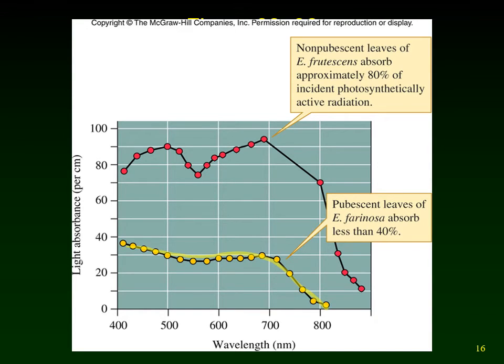much less light absorption. The x-axis shows the different wavelengths of light, and we can see the Farinosa has much less light absorption than the Frutescens, which is the upper line, and the Frutescens absorbs a lot more light. It doesn't have those little hairs. It's a non-pubescent variety, so it's going to heat up a lot more. So how does that Frutescens survive in this desert if it's going to be overheating like that?